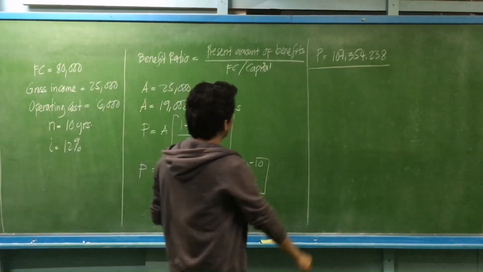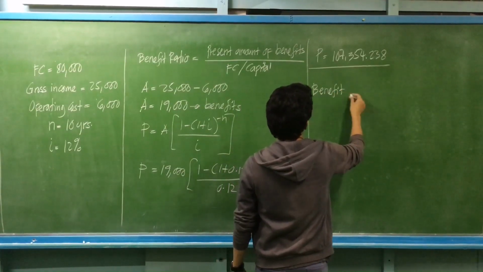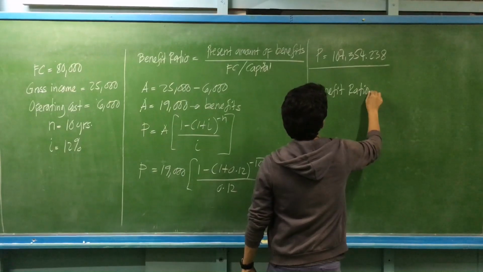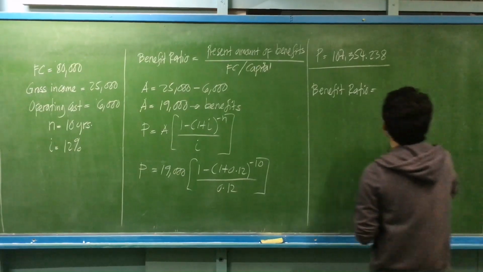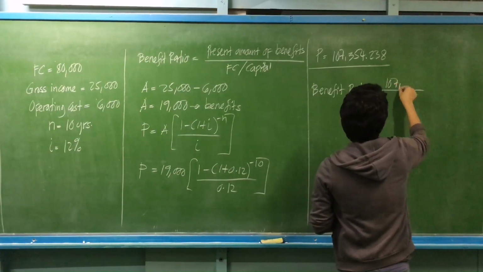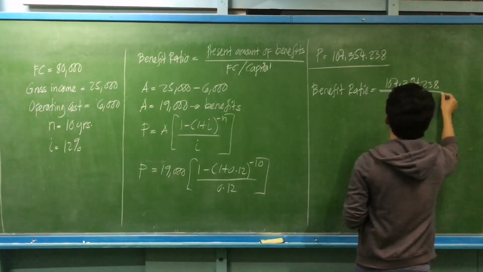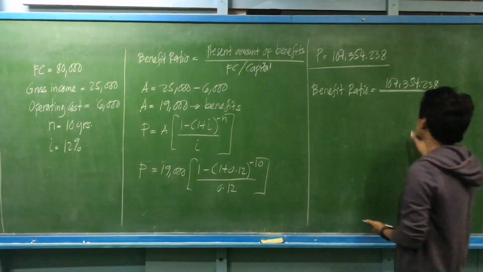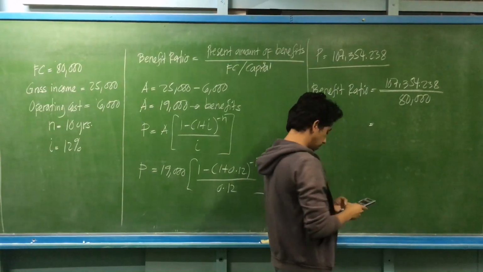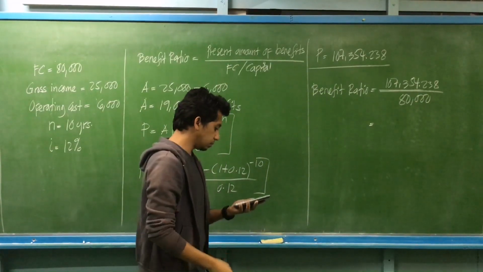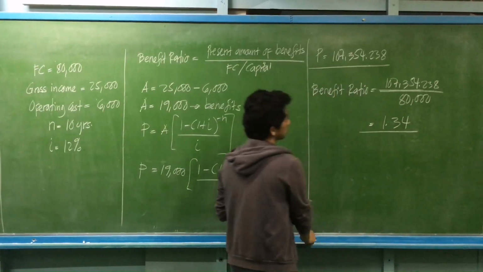107,354.238. So kunin natin yung benefit ratio. So let's say the benefit ratio is equal to the present amount of the benefits or present amount of net income, equal yan sa 107,354.238 divided by your capital or your first cost equal to 80,000. So this is divided by 80,000. Okay, that will be equal to 1.34. So ito yung sagot.